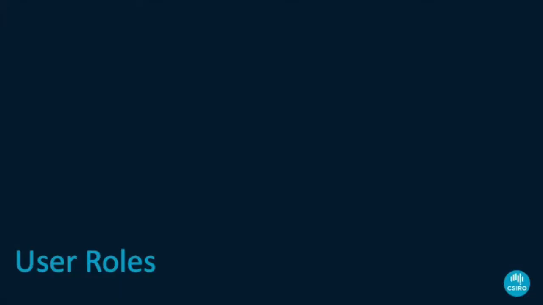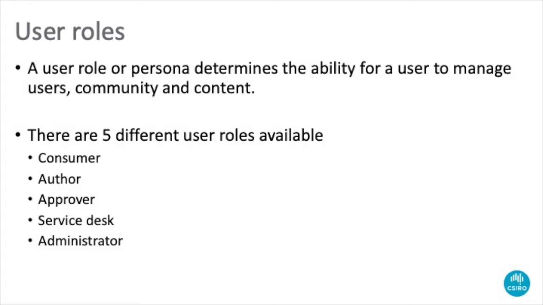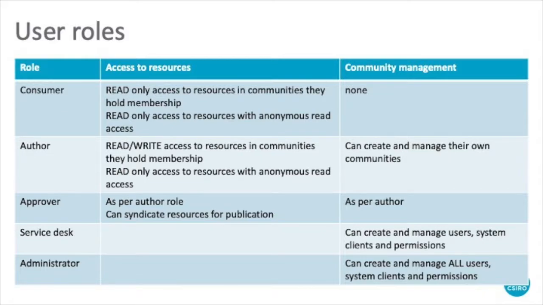User roles. A user role or persona determines the ability for a user to manage users, community, and content. There are 5 different user roles available: consumer, author, approver, service desk, and administrator. The base level of access is assigned to the consumer role. Users with a consumer role assigned are able to have read-only access to resources in communities that they are given membership to. They also have read-only access to resources secured with anonymous read access.